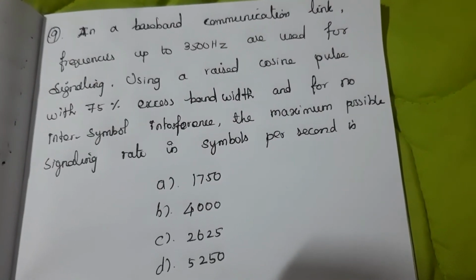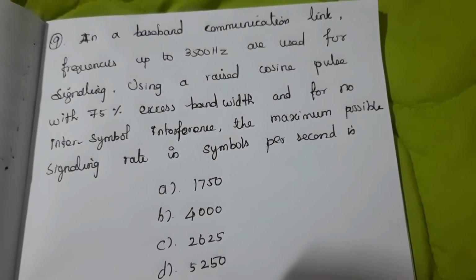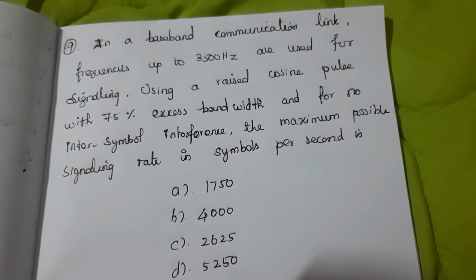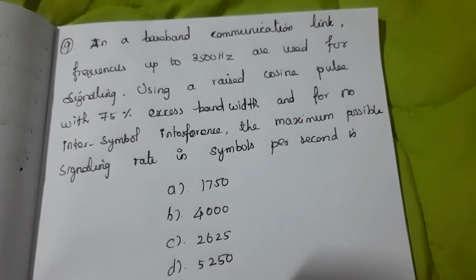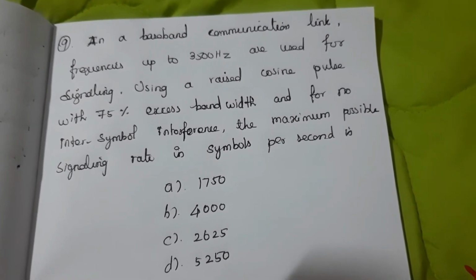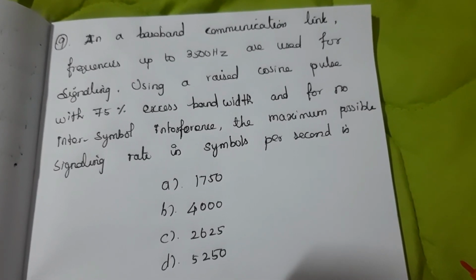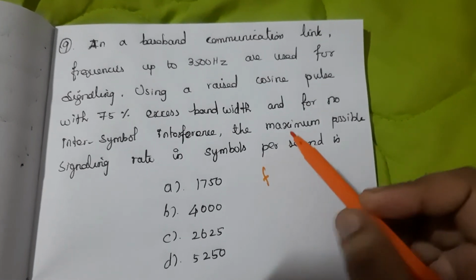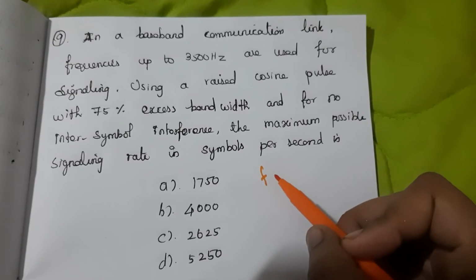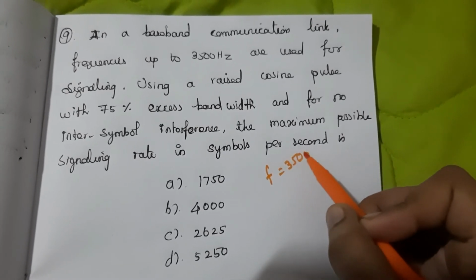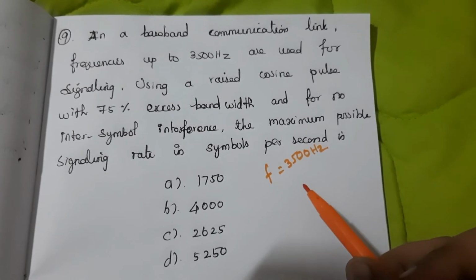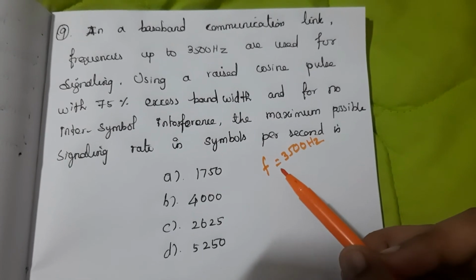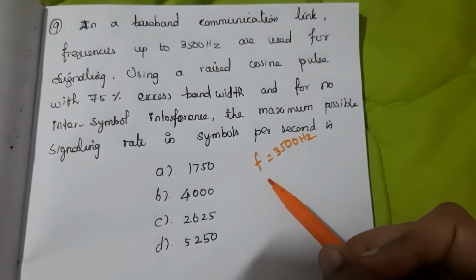Ninth question, baseband communication link frequencies up to 3500 Hz are used for signaling using a raised cosine pulse with 75% excess bandwidth, and for no intersymbol interference, the maximum possible signaling rate in symbols per second is, symbols per second. So here this frequency is equal to 3500 Hz, and using a raised cosine pulse with 75% excess bandwidth. So now it increased by 75%.